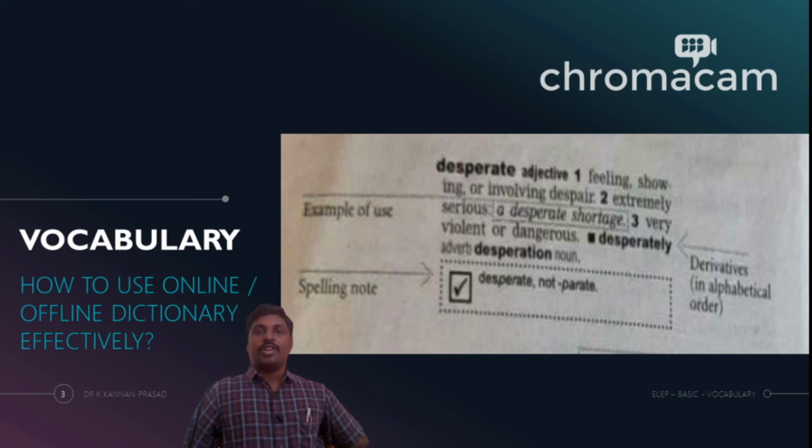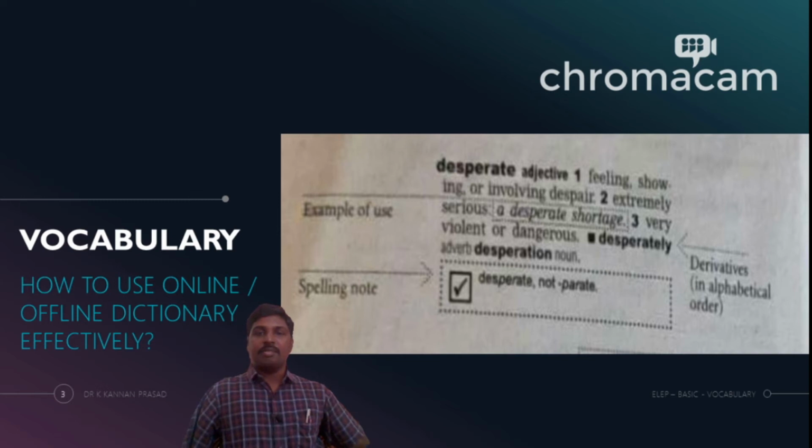You need to know the difference between what a noun is, what a verb is, what an adverb is, what an adjective is. So you have the part of speech of desperate: adjective. Now you know the drill, right? You know how the dictionary lists. Sense number one, or meaning number one, is the meaning of the head word which is the most popularly used. So let us go ahead and look at the meaning of the word desperate. Feeling, showing, or involving despair.